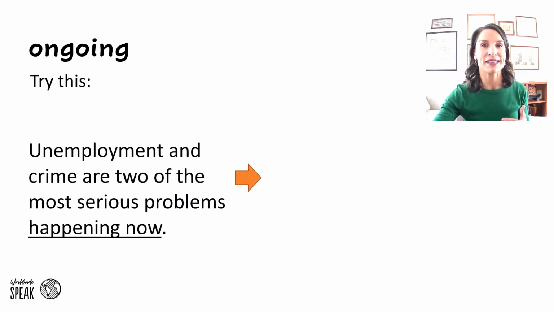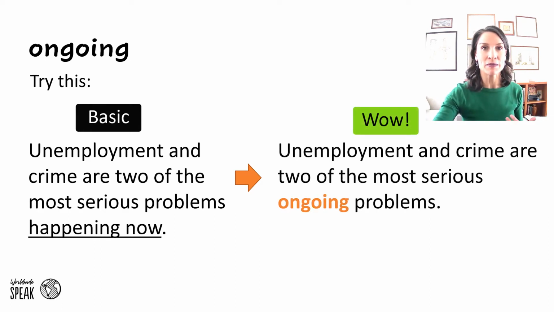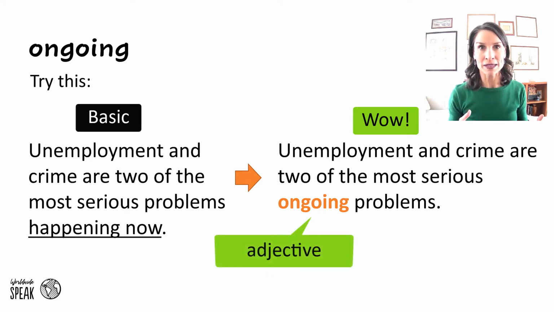So let's rewrite this sentence. Nothing's wrong with this sentence, but we want to make it sound more advanced, and we're going to do that by using the word ongoing. So we're going to replace happening now with a more advanced word that means the same thing, ongoing. And our sentence will look like this. Unemployment and crime are 2 of the most serious ongoing problems. We had to change the word order a little bit because ongoing is an adjective, so it's going to come before problems. But that's really the only change I needed to make this sentence really sound more advanced.